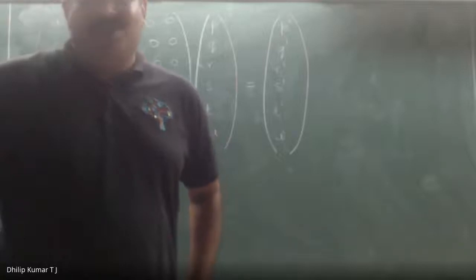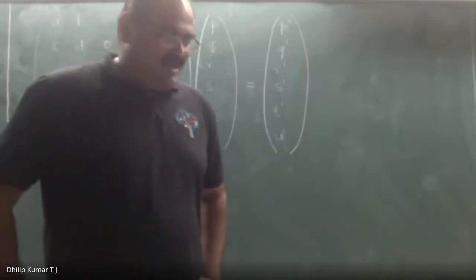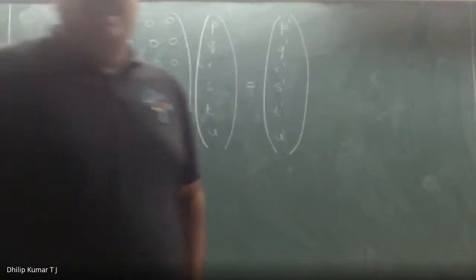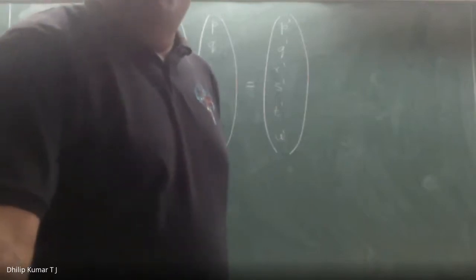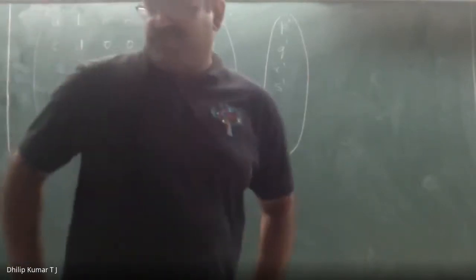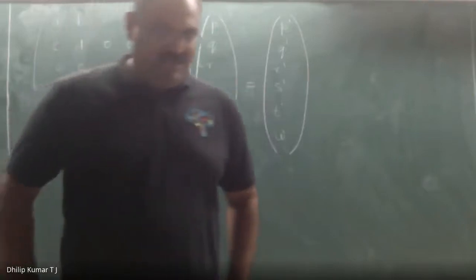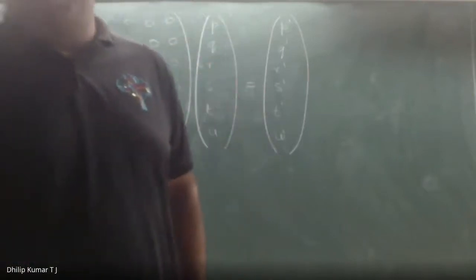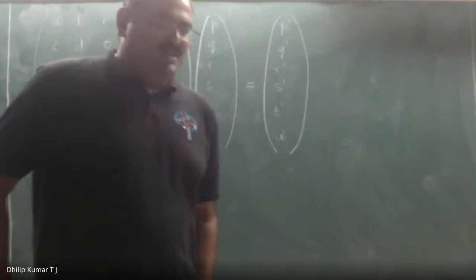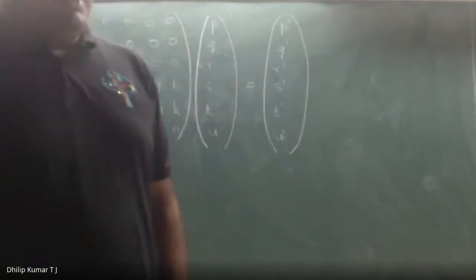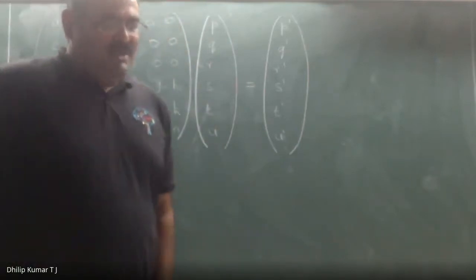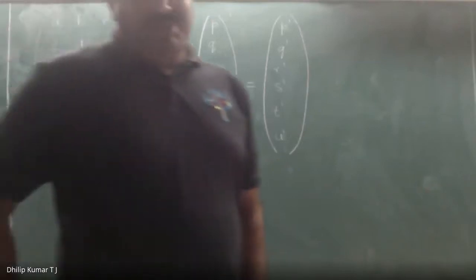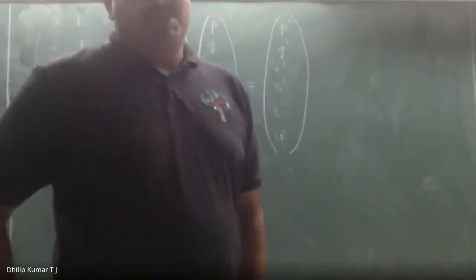Continue the discussion on group theory. Last class we were discussing representations. There are two types: reducible representation and irreducible representation. In that, how we go from reducible form of representation to irreducible by similarity transformation.